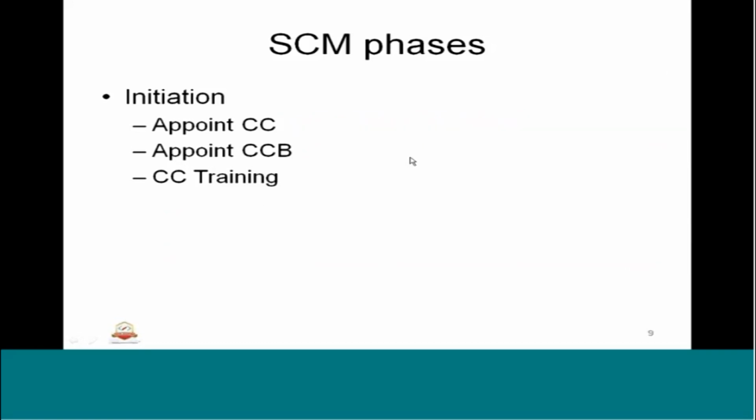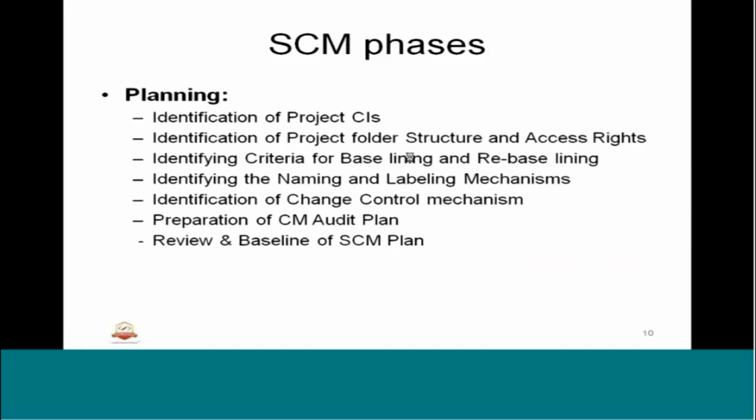The next one is planning. So in planning, what we do basically, we will identify the project CI, and identify the project folder structure and access rights. This is a very important thing. CC will take care of this. Folder structure will be created, and who should own read access, who should own write access, who should own no access, who should own change access. All this permission will be granted or denied by the CC based on the project planning.